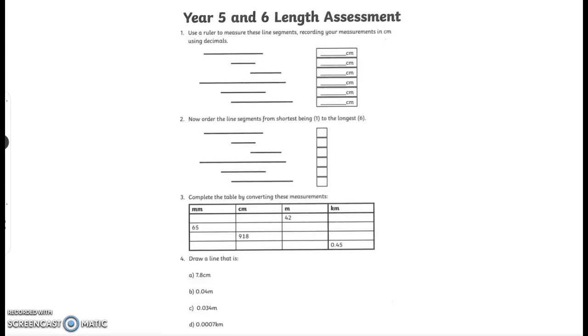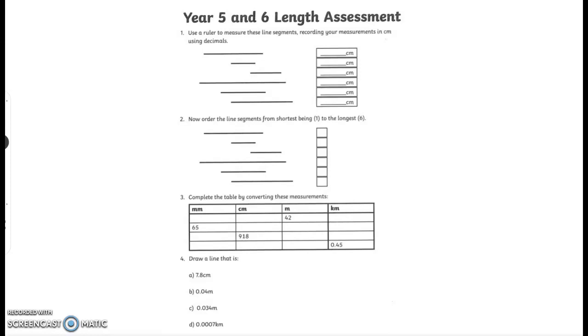This maths numeracy activity is for Tuesday, the 24th of August, Year 5 and 6th length assessment. So let's look at the first question. Number 1. Use a ruler to measure these line segments, recording your measurements in centimeters using decimals.